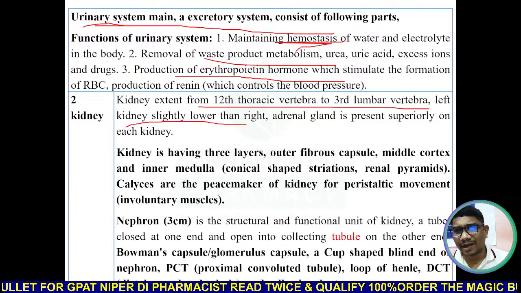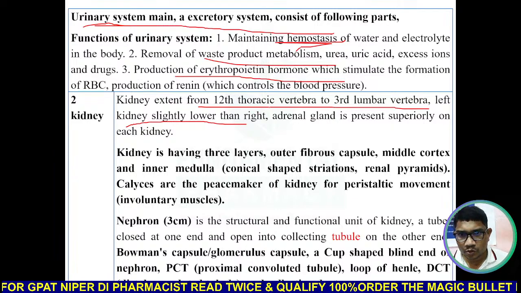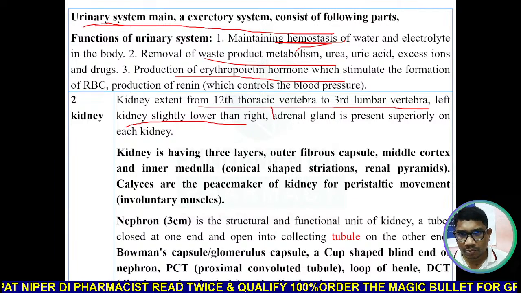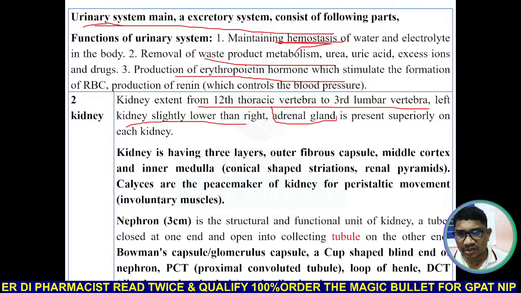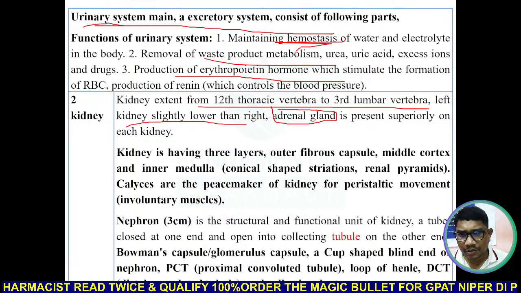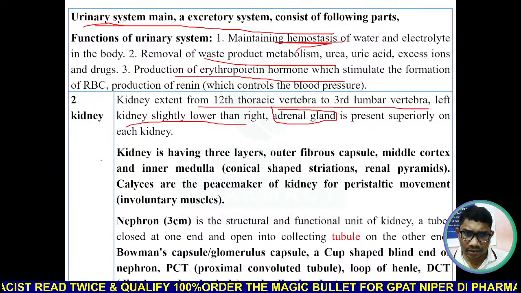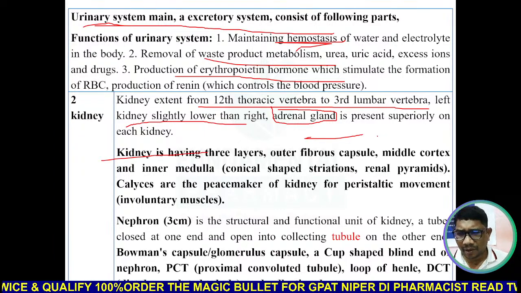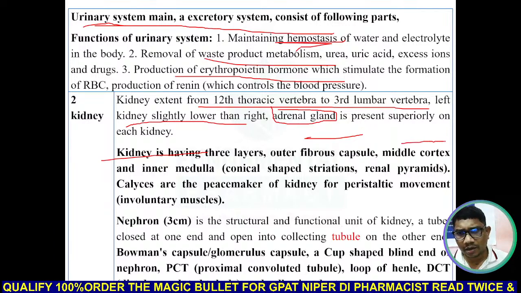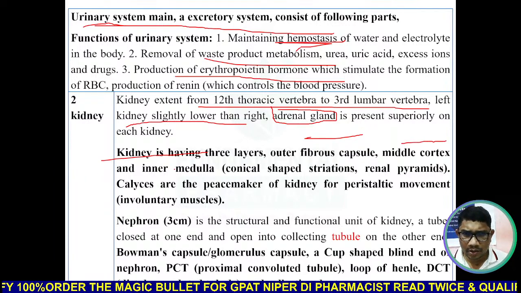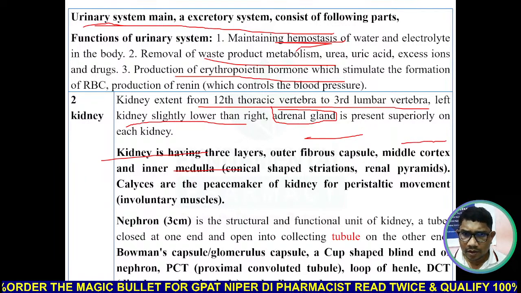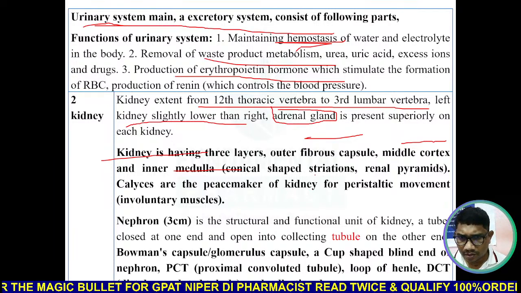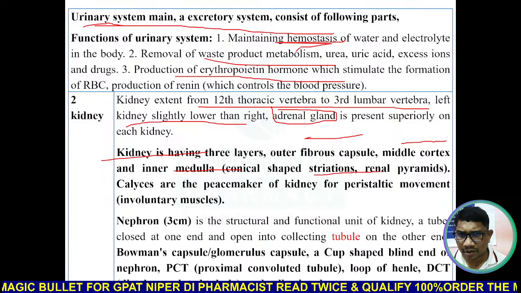So where is the adrenal gland? The adrenal gland is present superiorly. Superior means upper, inferior means lower. Superiorly to each kidney. Kidney has 3 layers of tissue: outer fibrous capsule, middle cortex, and inner medulla. Conical shaped striations are the renal pyramids.